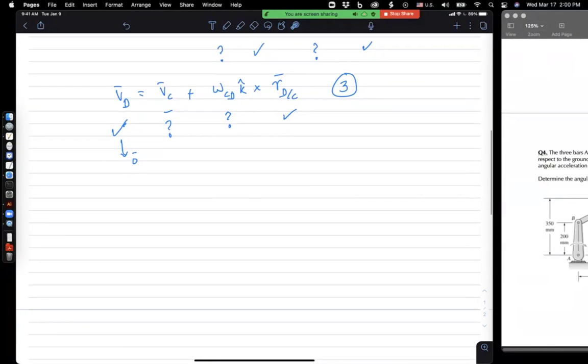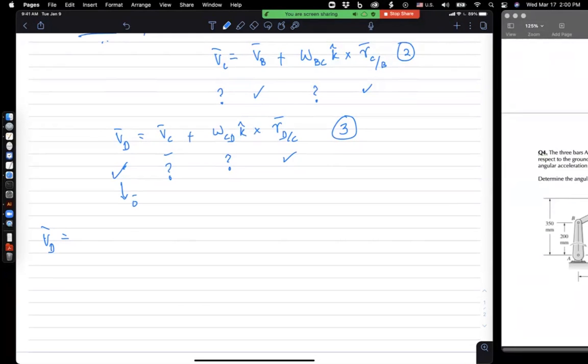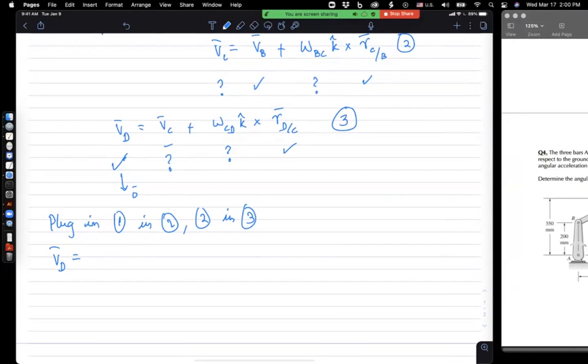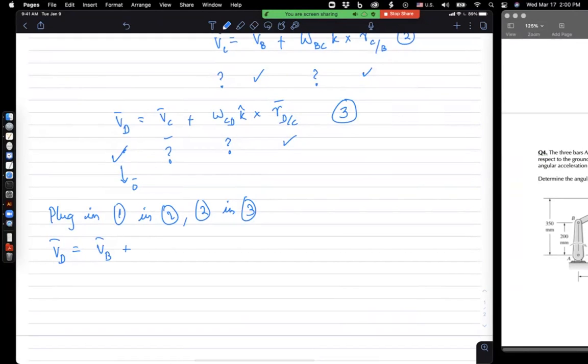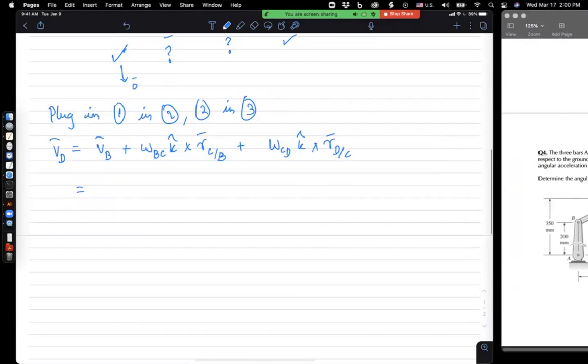So plug in equation number 1 into equation number 2, and equation number 2 into equation number 3 for VC. Basically you have this equation, VD equals VC, which is VB plus omega BC K cross RC with respect to B, plus omega CD K cross RD with respect to C. And then VB itself is this whole thing, so you can plug that in from, let's say, 1. And this is basically 0 because VD is 0, okay?